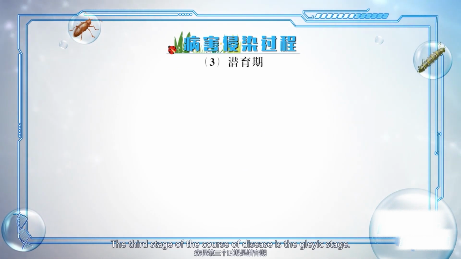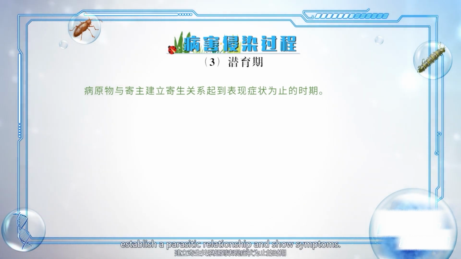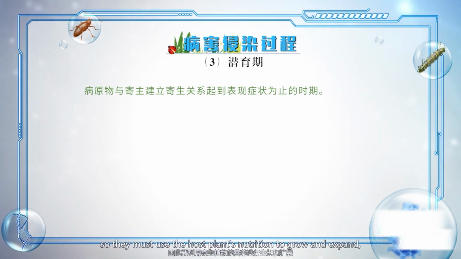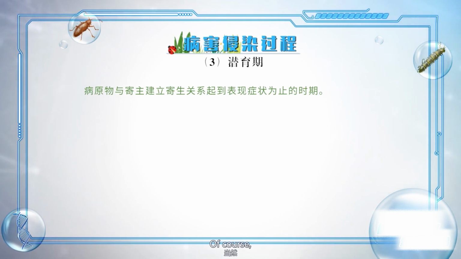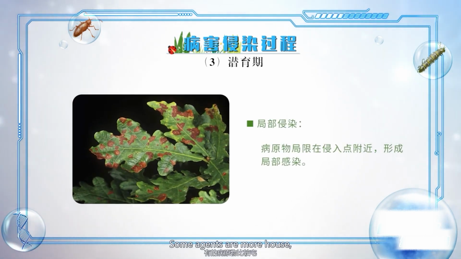The third stage of the course of disease is the latent stage. This is the period when the pathogen and the host establish a parasitic relationship and show symptoms. After the pathogens enter the host, they are not used to fighting alone, so they must use the host plant's nutrition to grow and expand, and reproduce in sufficient numbers in the host body before they begin to spread. Of course, different kinds of pathogens have certain selectivity for plant organs and tissues.